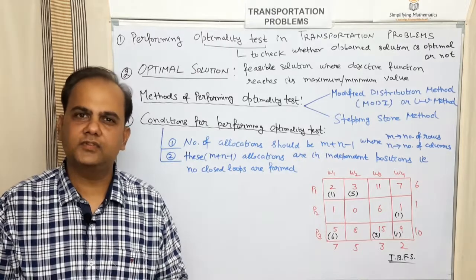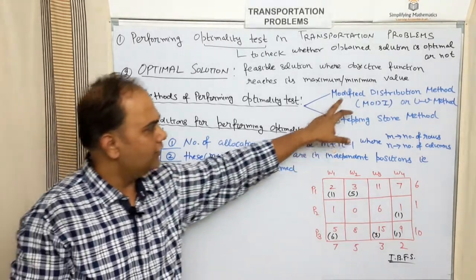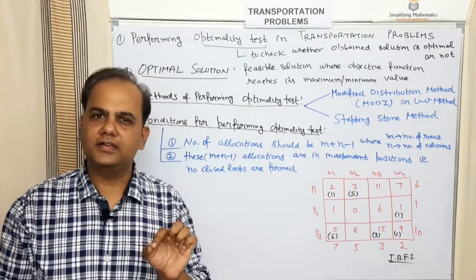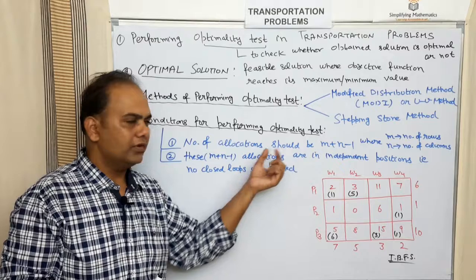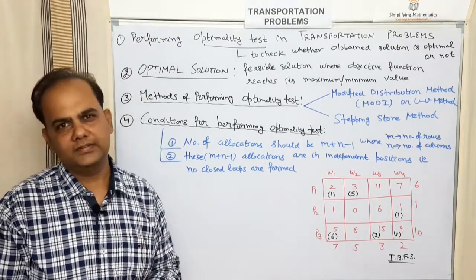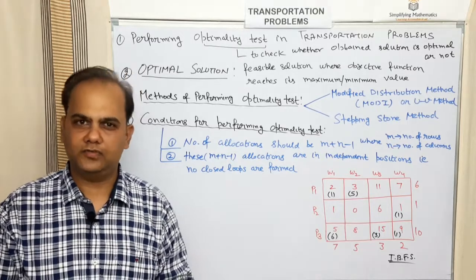Now next are the conditions for performing optimality test. Before performing optimality test by any of these methods, there are certain conditions which you have to check. Now the first condition is the number of allocations should be equal to m plus n minus 1, where m is the number of rows and n is the number of columns.